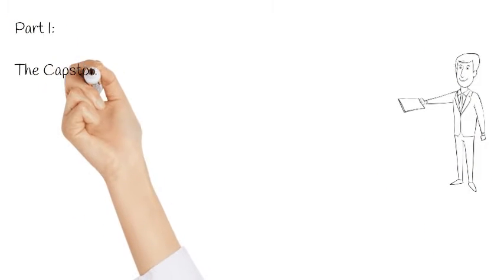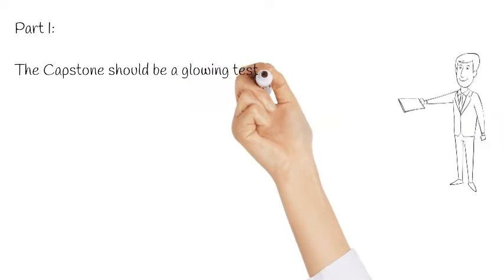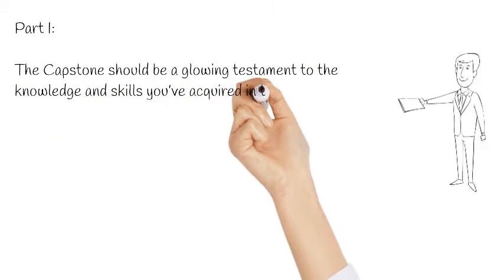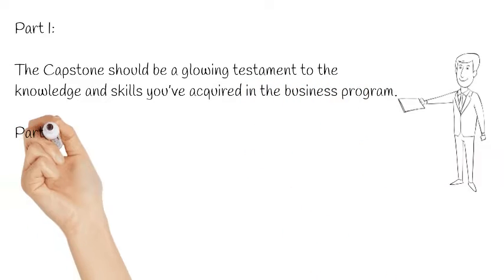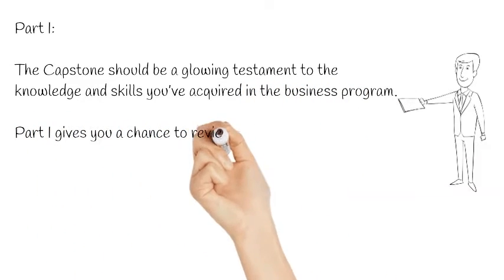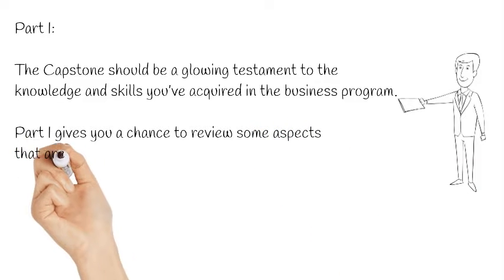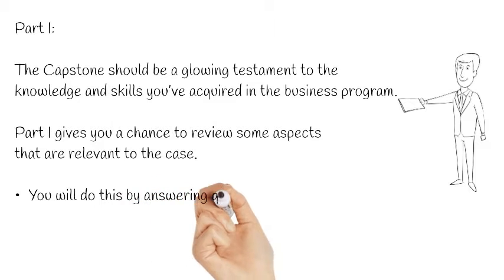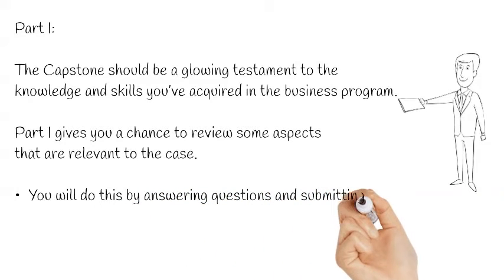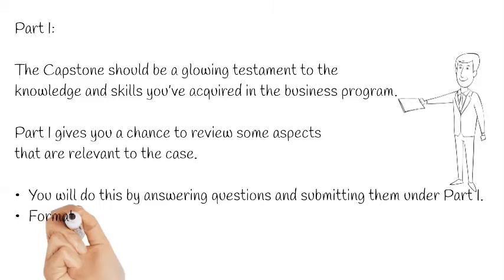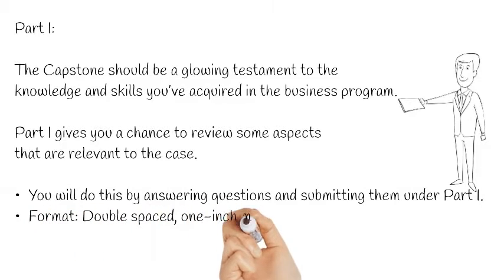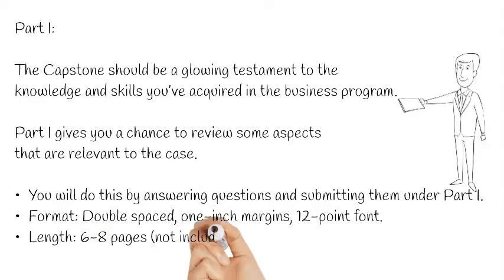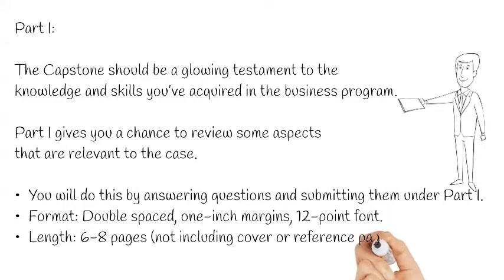Part 1. The capstone should be a glowing testament to the knowledge and skills you've acquired in the business program. Part 1 gives you a chance to review some aspects that are relevant to the case. You will do this by answering questions and submitting them under Part 1. Format: double-spaced, 1-inch margins, 12-point font. Length: 6 to 8 pages, not including cover or reference page.